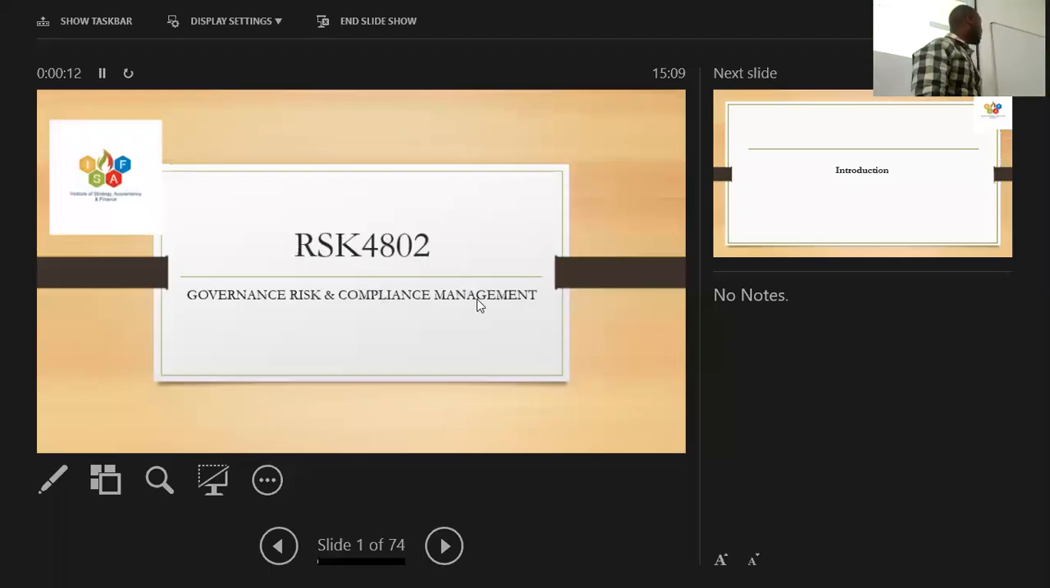All right, good afternoon. So we're looking at this module of governance, risk, and compliance management. Before we start looking at the nitty-gritties of the module syllabus, we're going to look at the approach we are going to take towards learning this module together.